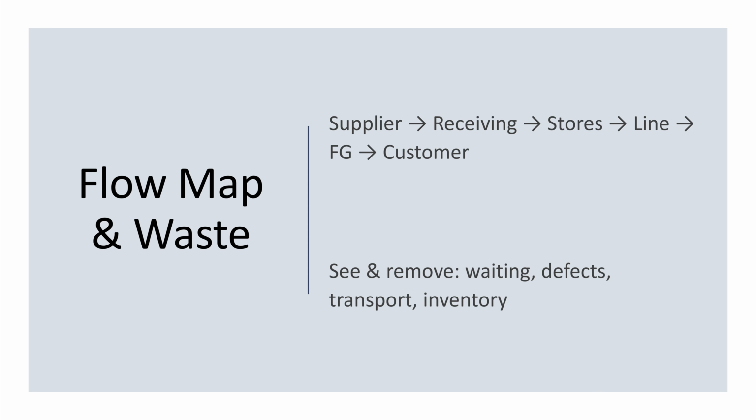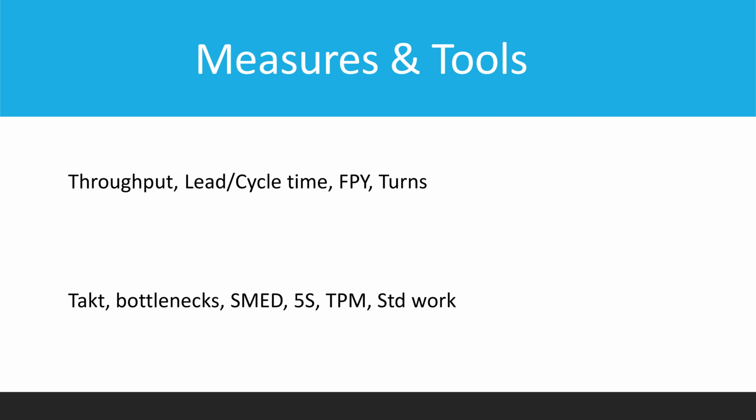Then I attack the constraints with practical actions. SMED, to reduce changeovers; 5S, to stabilize workplaces; TPM, to increase availability; and standard work, to reduce variation. I also connect conversion to basic measures. Throughput tells me the pace at which conversion turns inputs into sellable output. Cycle time and lead time tell me how long conversion takes.